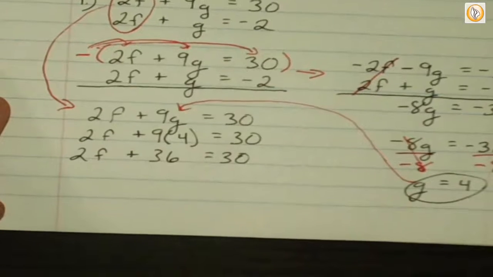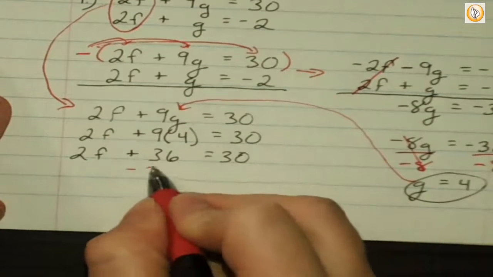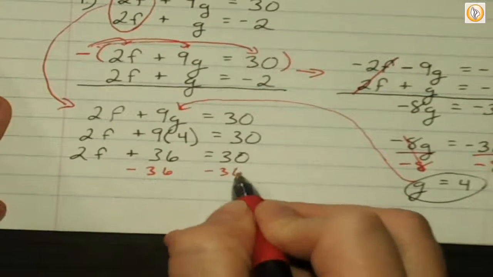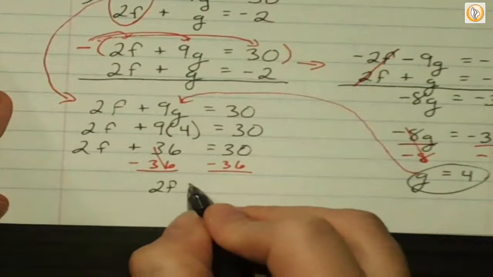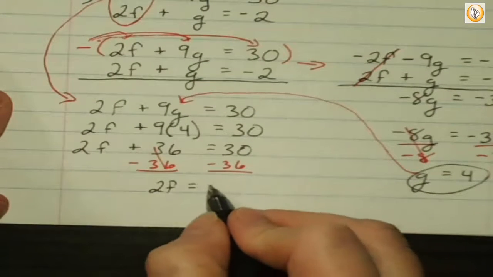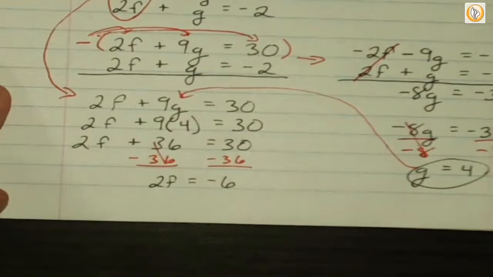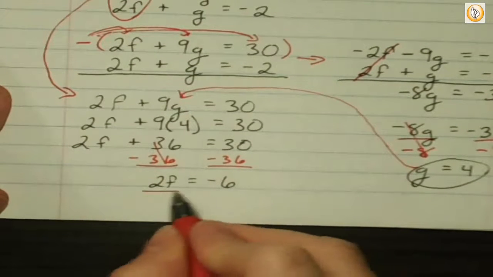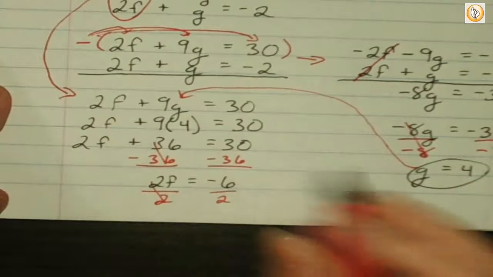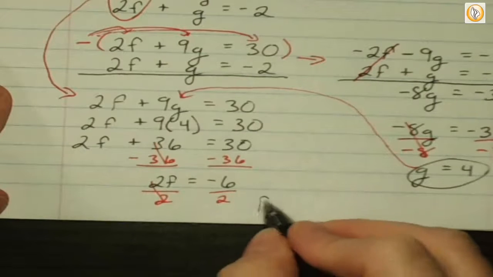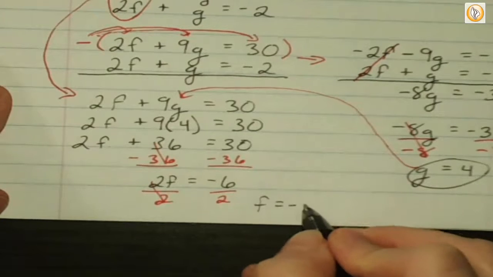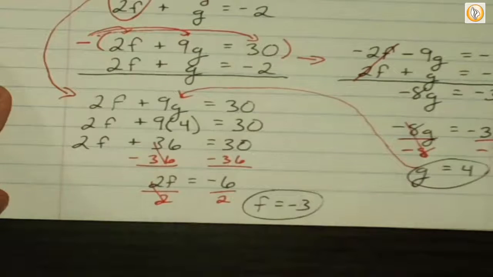Now, Whit, what do I do? Subtract 36 on both sides. So I get 2F equals negative 6. Now divide by 2 on both sides, and I get F equals negative 3. Okay.